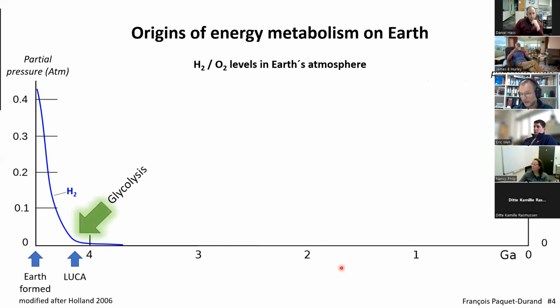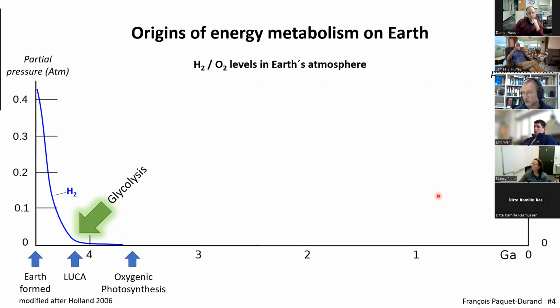And this is exactly when glycolysis evolved, which is perhaps the first metabolic pathway to ever evolve under reducing conditions, under a high hydrogen atmosphere. So about 3.5 billion years ago, some bacteria evolved, cyanobacteria, or related to today's cyanobacteria, that evolved oxygenic photosynthesis.